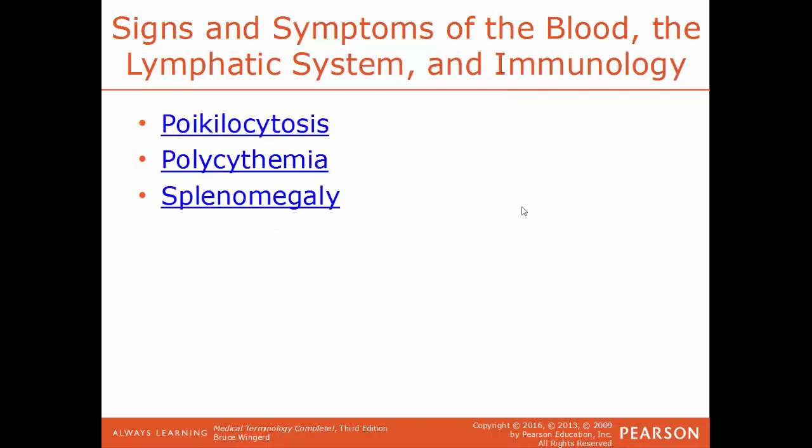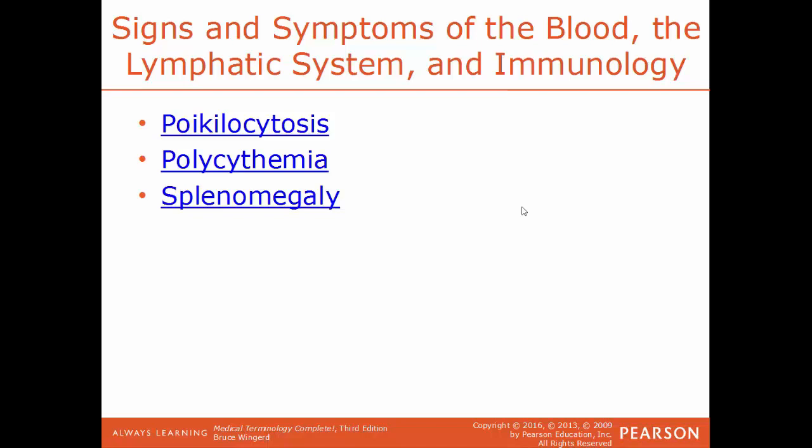Poikilocytosis, this is a condition where you have abnormally shaped red blood cells in the blood. And this term is usually used when there are 10% or more of your red blood cells that are abnormally shaped. Polycythemia, this is a reference to having an abnormal increase in the amount of hemoglobin in the blood.